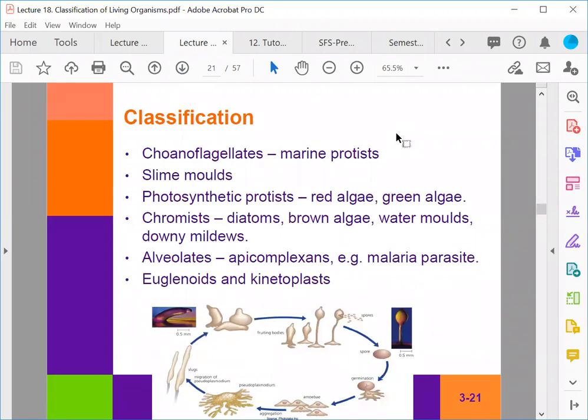Okay, here are just some groups of protists. So the choanoflagellates, marine protists, we have slime molds. The photosynthetic protists include the red algae and green algae. We have the chromists, alveolates, and so on. You don't need to remember all these. But this is a very interesting life cycle, if you like, of a slime mold. This particular slime mold is called Dictyostelium discoideum, and it actually starts off as these single-celled organisms.